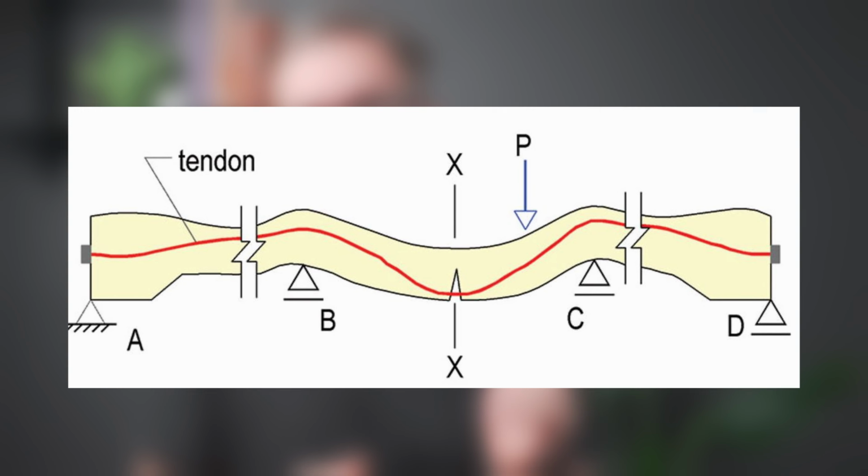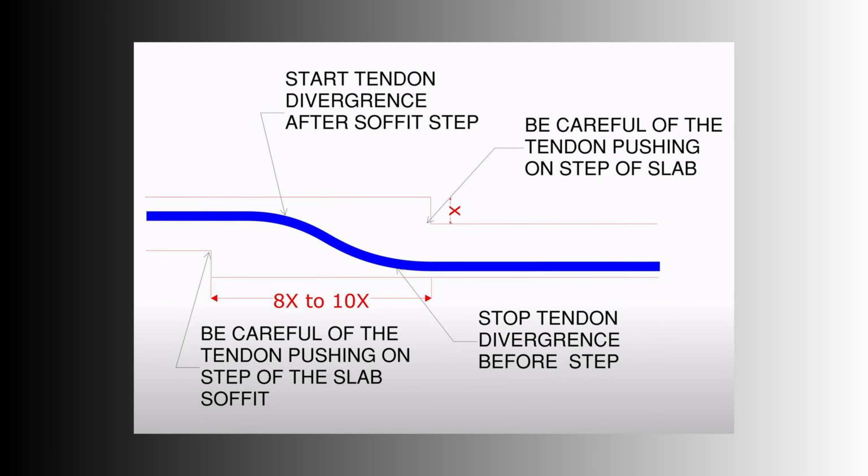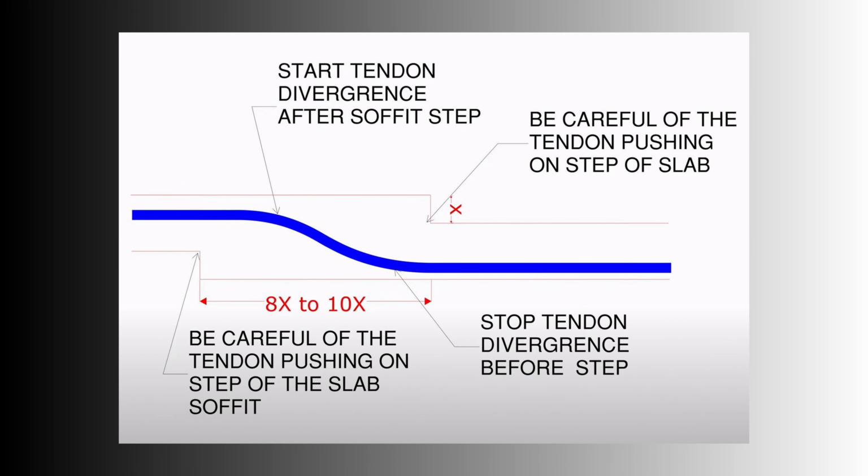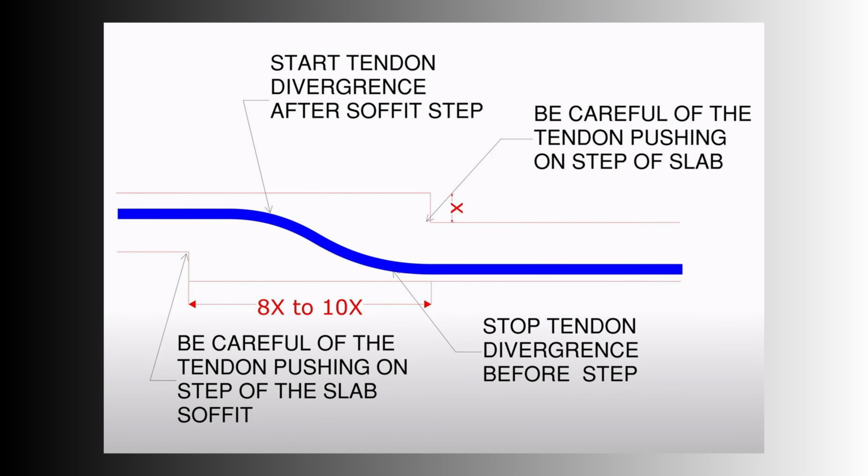So before you start that drape, you want to make sure that the soffit of the slab is actually stepped down. So we're going across, and we haven't actually changed the divergence until we've gone past the step of the soffit. And then when we do drop it down, we want to make sure that we're going no more than about 1 to 6 or even shallower where possible.